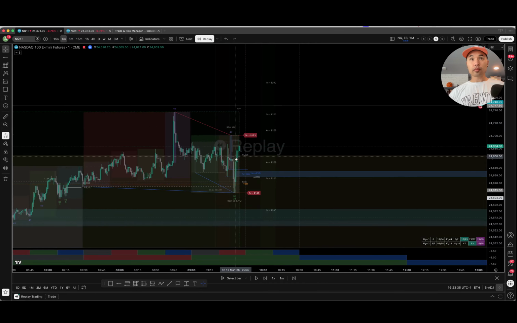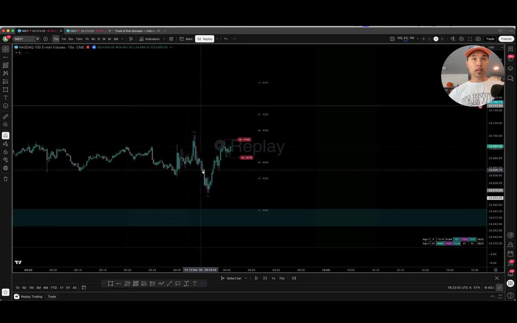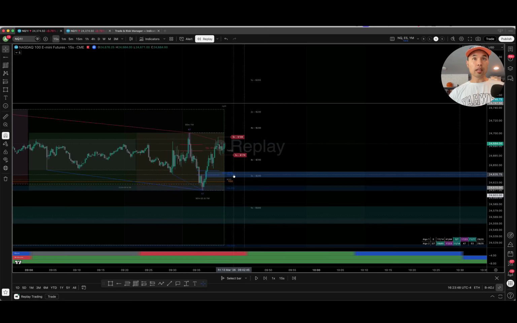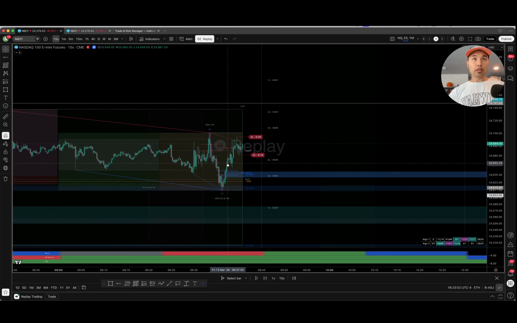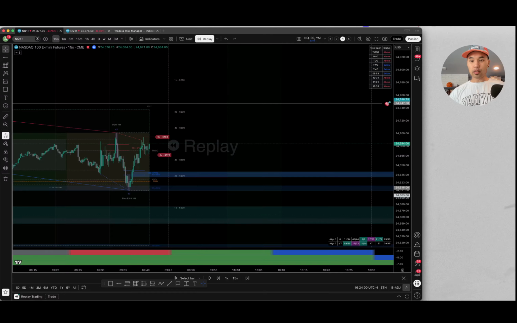So I waited for a retrace, I believe. I was down on the 15-second, waiting for a retrace, and I got in somewhere around there. So we already displaced above this 15-second iFVG and this 15-second BISI. So I was waiting for a retrace. I might have gotten in around there. I think this is where I got in right here. So let's see my entry.